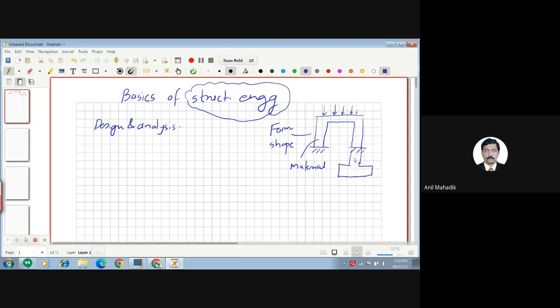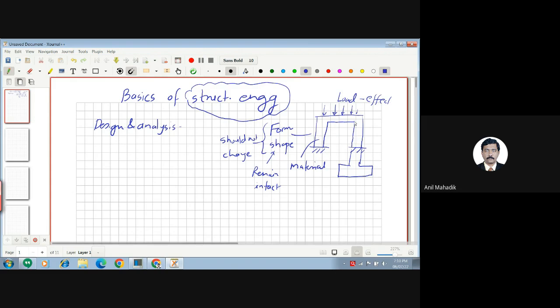So generally this is the structural engineering philosophy. We are taking care of the loads and their effects, and ultimately the shape or form of that structure should remain intact, then it will be safe. The form and shape should not change, right? Then whatever shape is there satisfies its requirement.